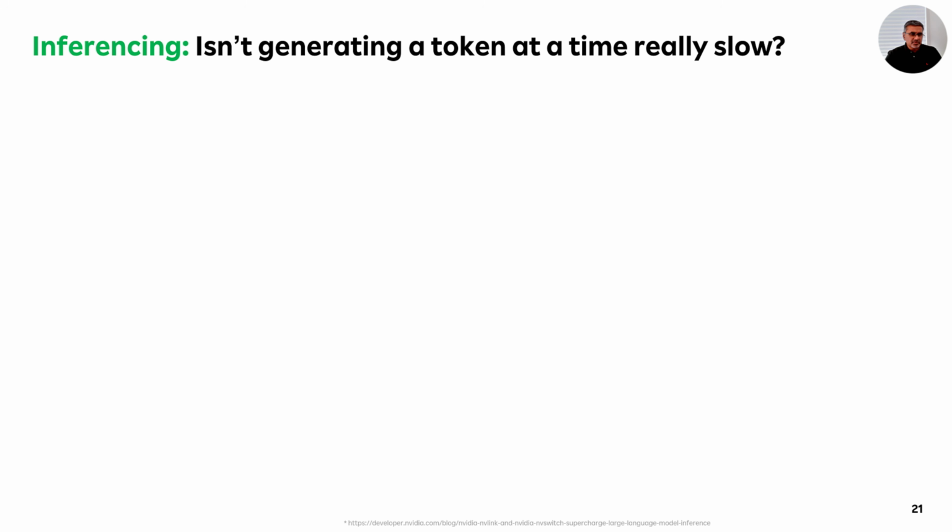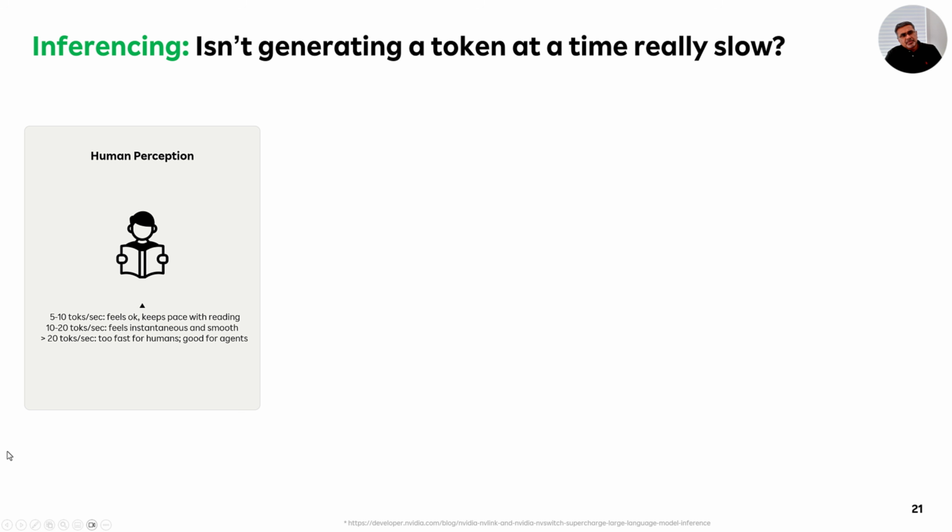Let's understand this from a consumption perspective. Human perception is that if something is producing tokens at 5 to 10 tokens per second, we can actually read it in real time as it's generating that text. Now, if it is, let's say 10 to 20 tokens, it feels instantaneous and smooth, but we really cannot keep up with the speed of generation. Anything over 20 tokens per second is too fast for humans to consume. I mean, it's good for agents, but not for humans.